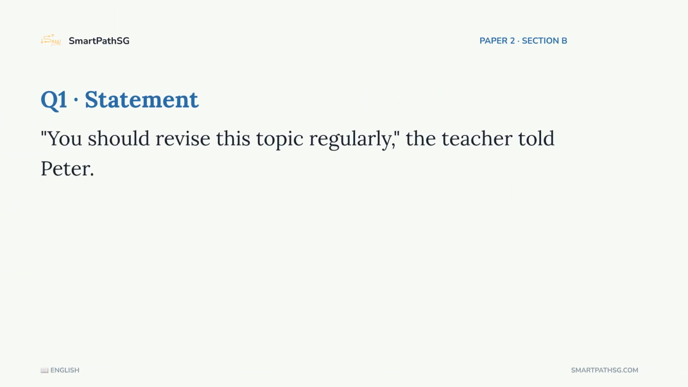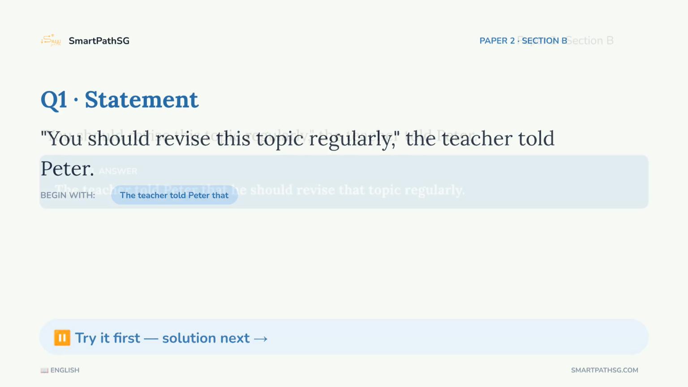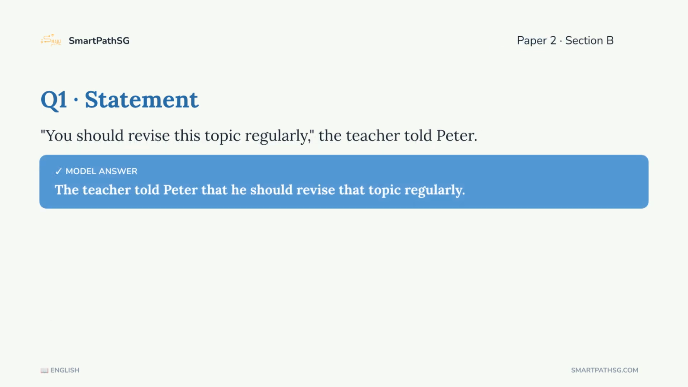Let's try question 1. The original sentence is, "You should revise this topic regularly," the teacher told Peter. We are to rewrite and start with, "The teacher told Peter that." This is a statement conversion. Before you rewrite, think, what are the 3 things that must change according to our master rule? The correct answer is, the teacher told Peter that he should revise that topic regularly.